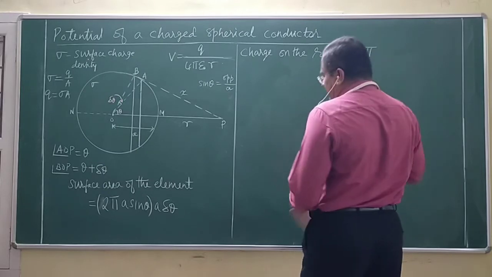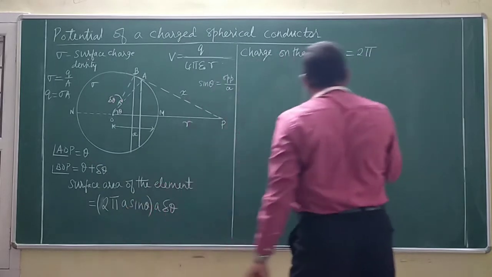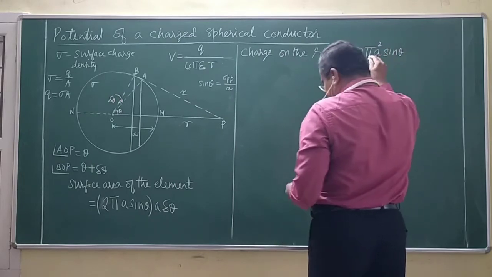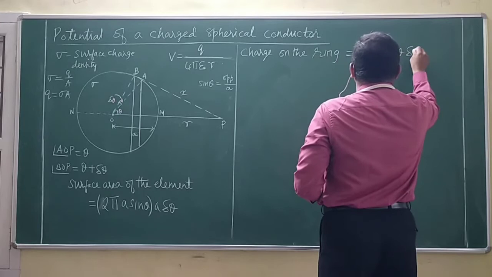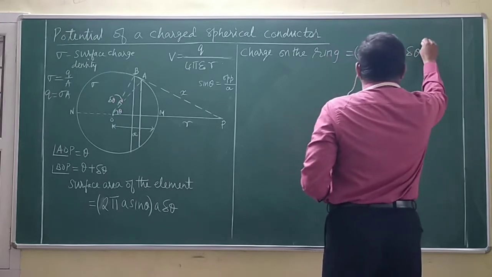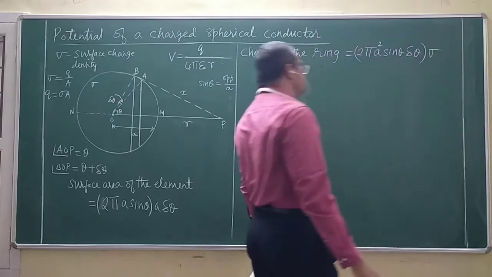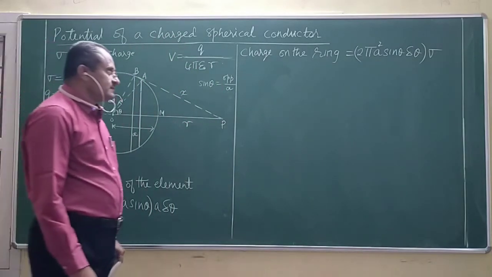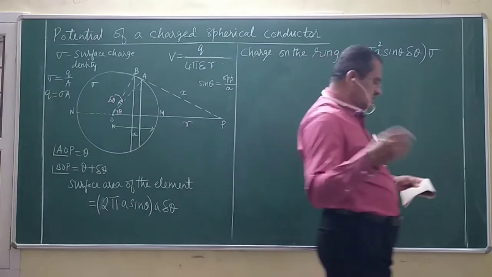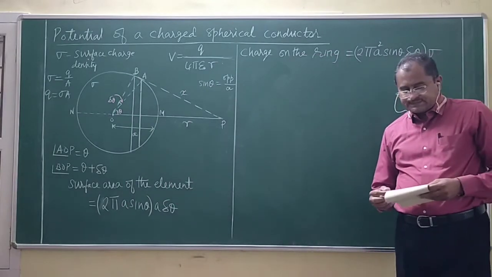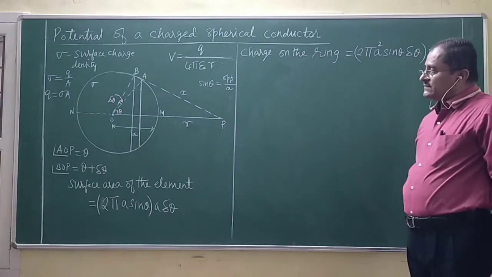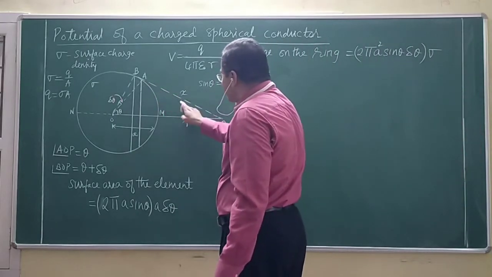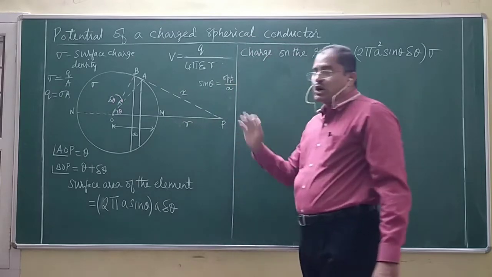2 pi a square sin theta del theta into sigma. This will give me the charge on the element, or the charge on the ring, in whichever way you want. And you can see this element is at a distance x from the external point P.